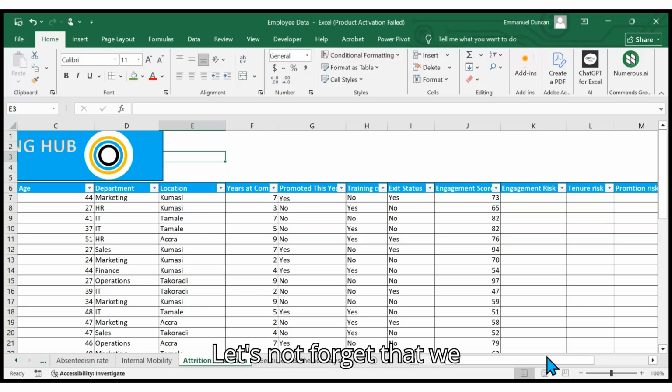Let's not forget that we can also consider other factors as well, such as satisfaction score, performance score, and other considerable key influences as well.